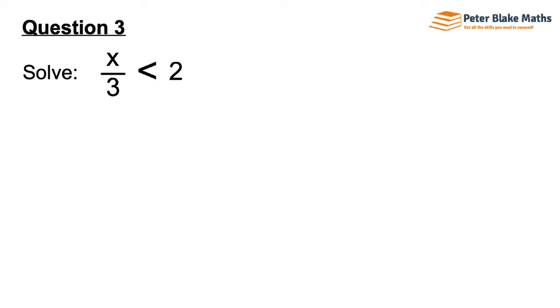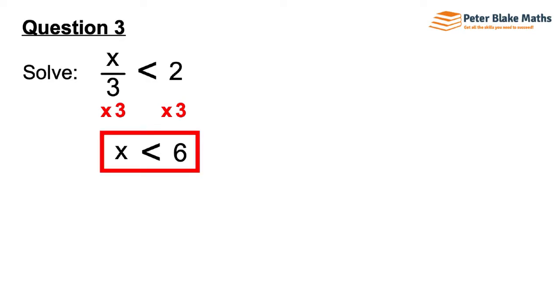So to get x on its own here, the 3 is dividing into the x, so we need to do the opposite to both sides. We'll need to multiply both sides by 3. The divide by 3 and the multiply by 3 cancel out, leaving us with x on the left hand side is less than 6, because we've got 2 times 3 on the right hand side. Now we didn't multiply or divide by a negative number at any stage, so the inequality sign still keeps pointing to the left. But we'll watch out for that in future questions.